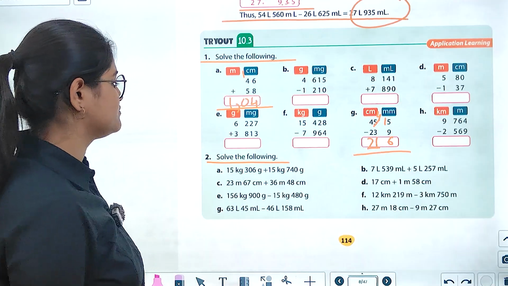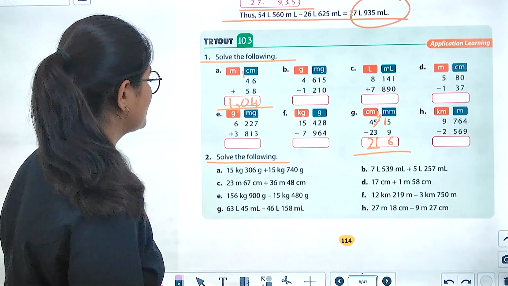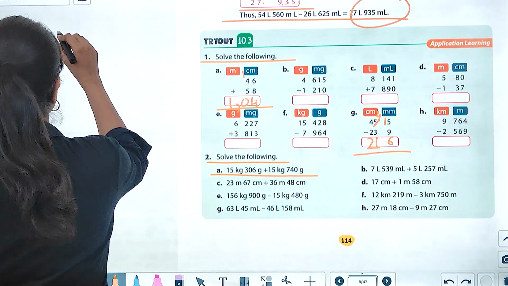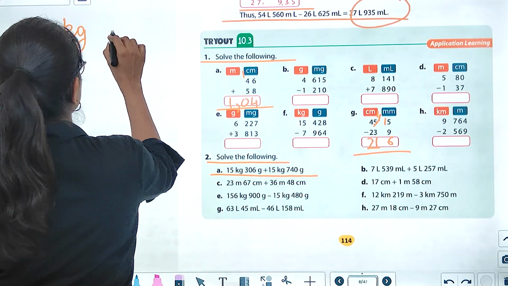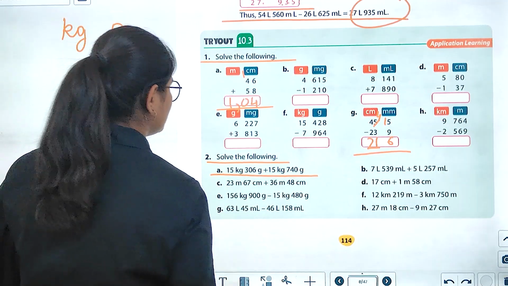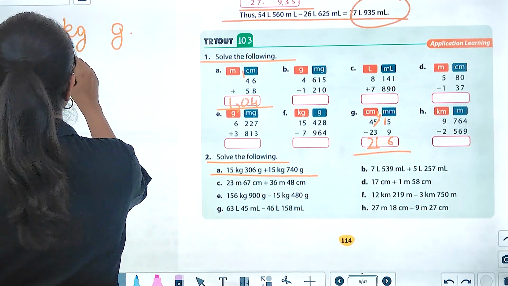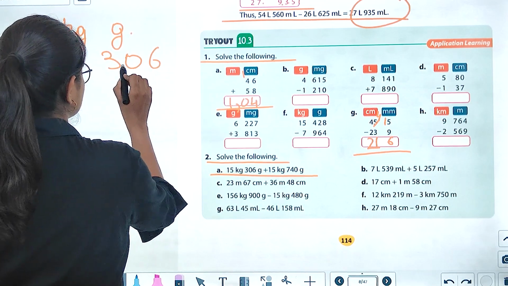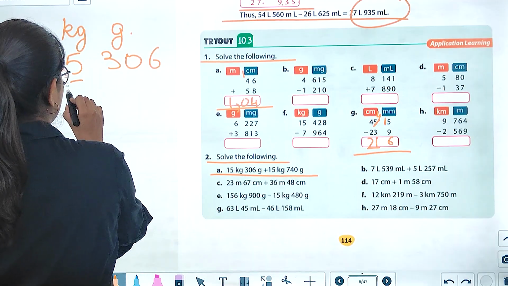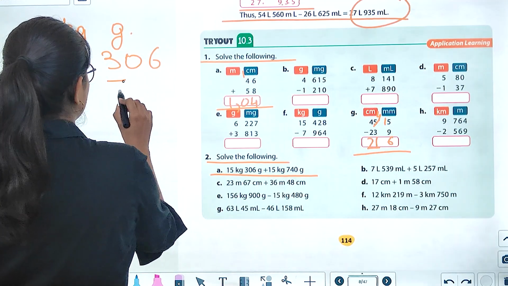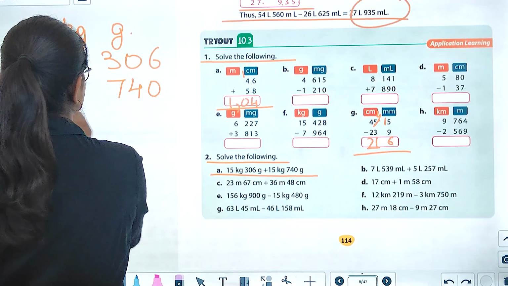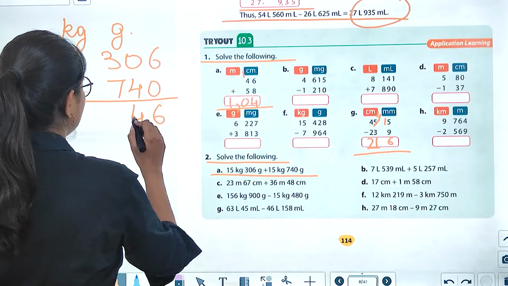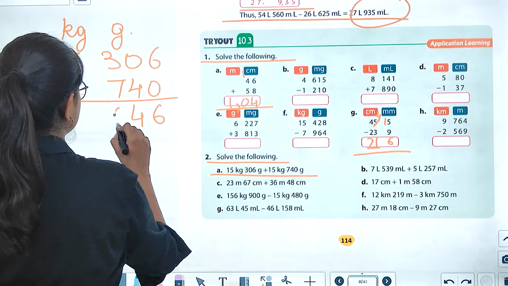Solve the following. जल्दी से इन्हें solve करते हैं. So it says, let's pick this one first of all, where we have two units, which is kilograms and grams. Arranging the numbers into their columns first of all. So it is 15 kgs, 306 grams plus 15 kgs, 740 grams.